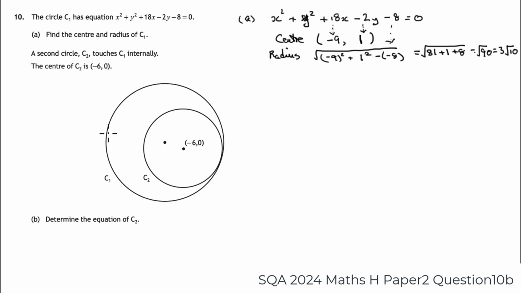And there's a picture of C1, so we can add that information that we've got, which is that the centre is -9, 1. And also the fact that the radius is 3 root 10. Now, we're sharing this picture of circle C1 with a picture of another circle, and it touches the circle C1 internally at that point. Now, the centres and the point of contact there, by symmetry, would be in a straight line.